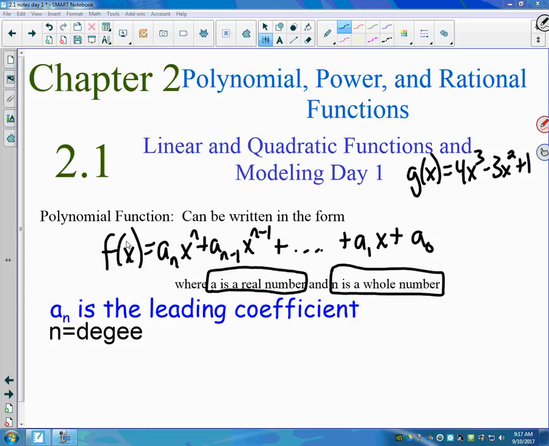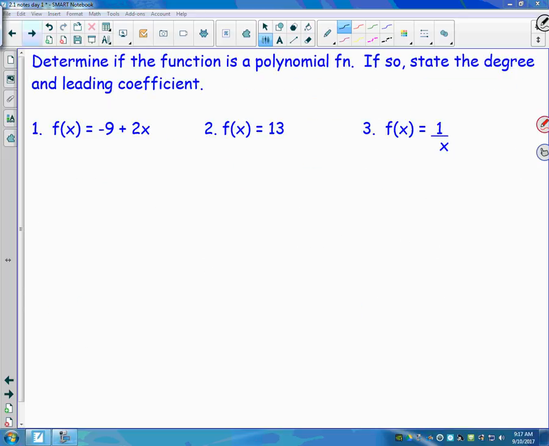So that means to be a polynomial, you could not have fractional or decimal exponents. And then we want to make sure we talk about the leading coefficient and the degree. The degree is the highest exponent in the problem, right? So that's why we say n, normally written first, but not required. And then a sub n, the coefficient in front of the highest exponent, is the leading coefficient. So let's just practice some of that.